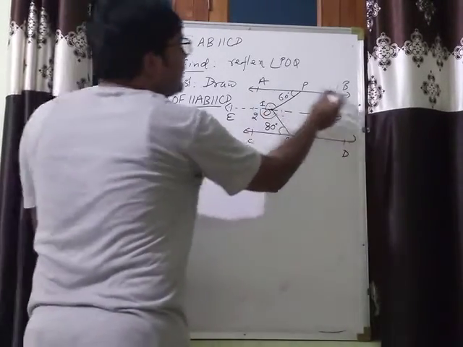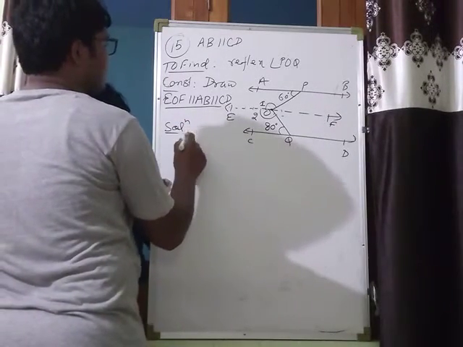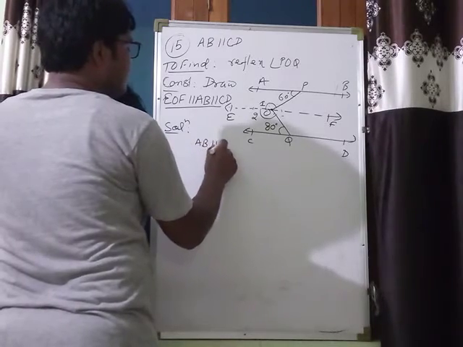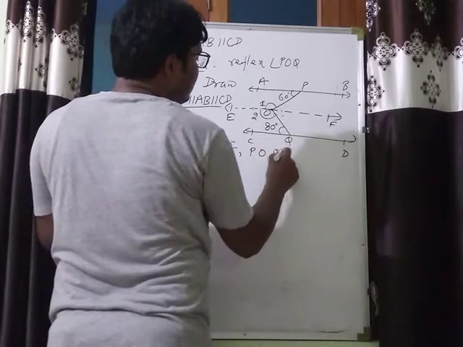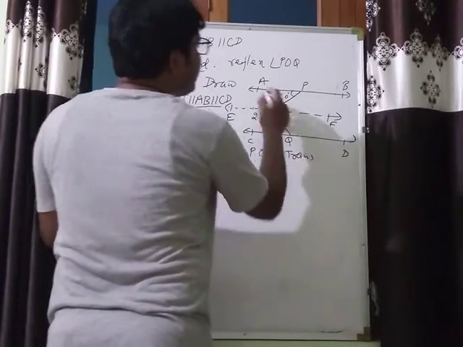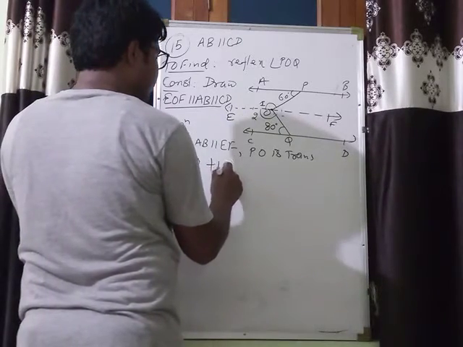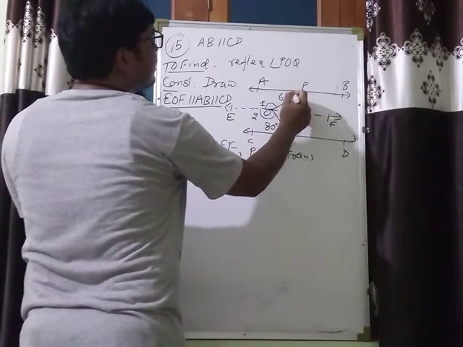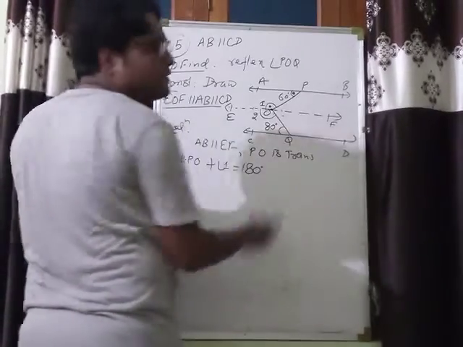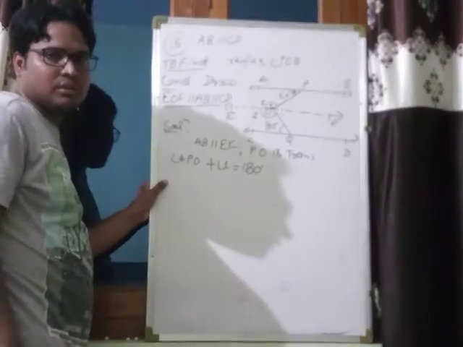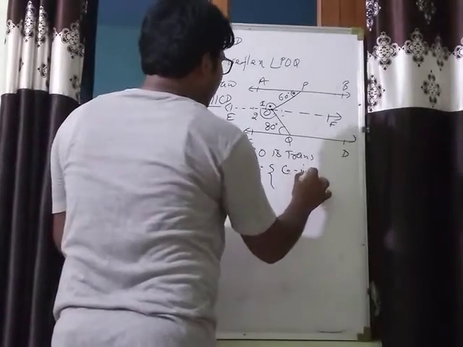See, this AB and EF are parallel. See its solution. AB is parallel to EF and this PO is transversal. Clearly this angle APO plus angle 1, this one and this one, is equal to 180. Why? Because they form co-interior angles. You can check. They form co-interior angles. Okay? So their sum will be 180.